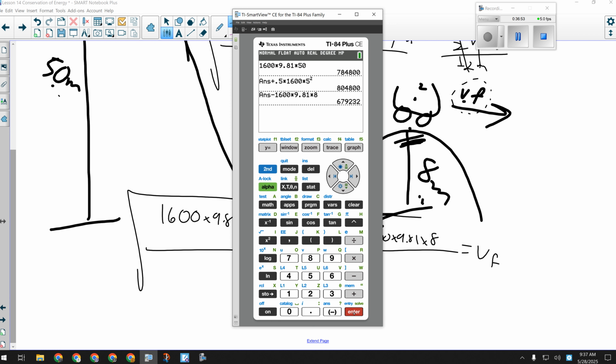Now I need to divide that by 1/2 of m, and I've got to put brackets there. So 0.5 times 1,600. Okay, that's v squared, so I square root that. Okay, so the speed at the bottom is 29.1 meters per second.